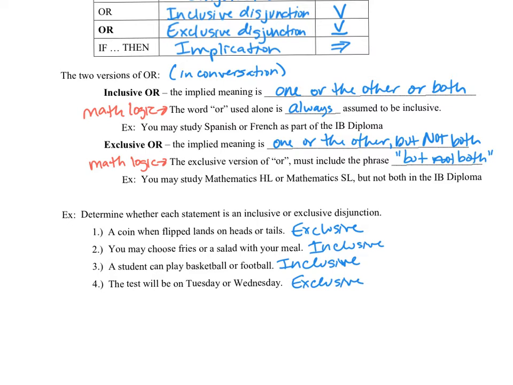Okay, so that's for everyday English. Now, as we said, when we get into more math logic and in your homework, if you are talking logically, the logic use of the inclusive or, okay, if you see "or" alone, it will always be assumed to be inclusive. If you want to use the exclusive use of "or" in math logic, you have to add that phrase, "but not both."